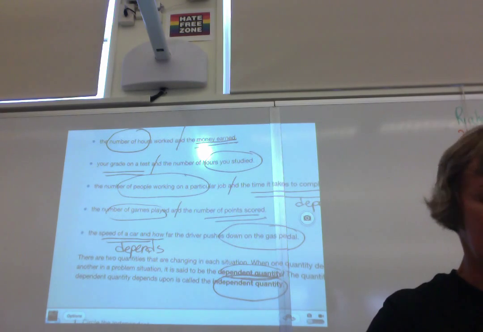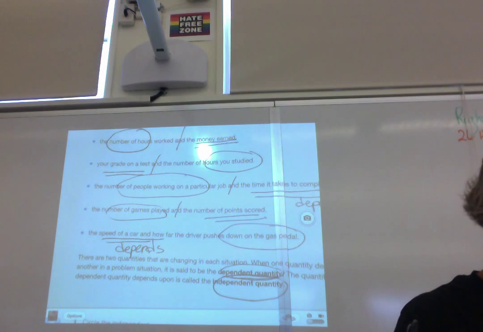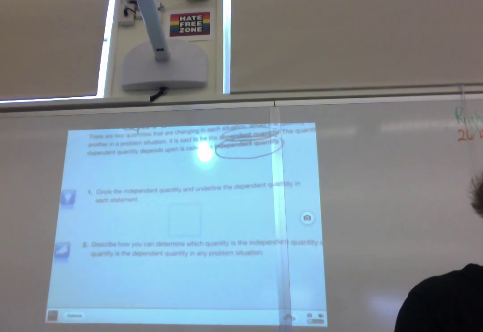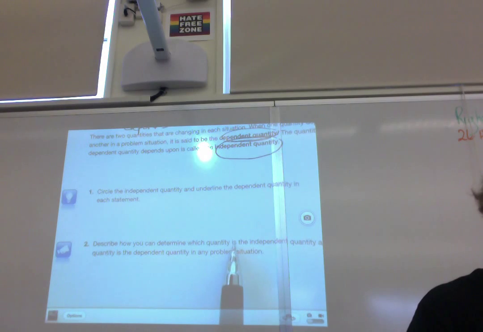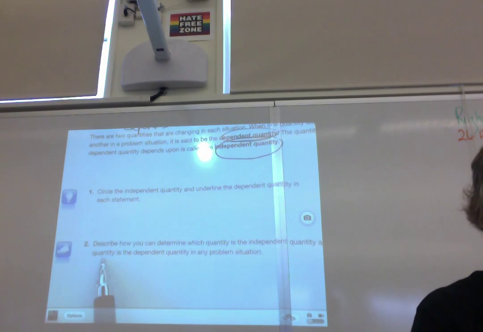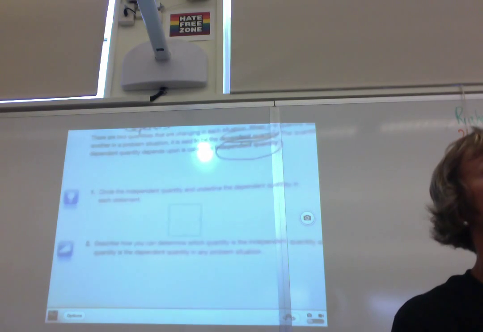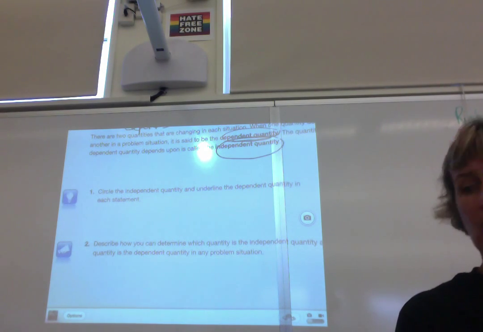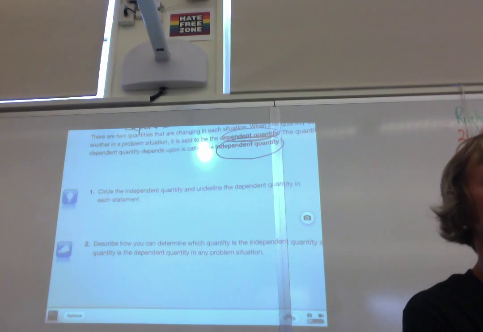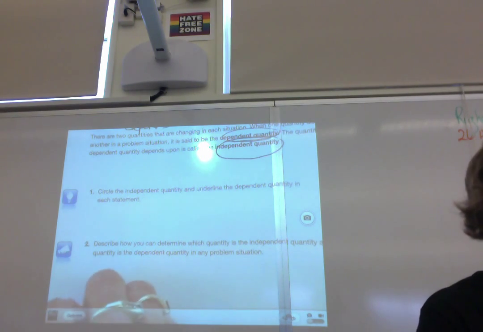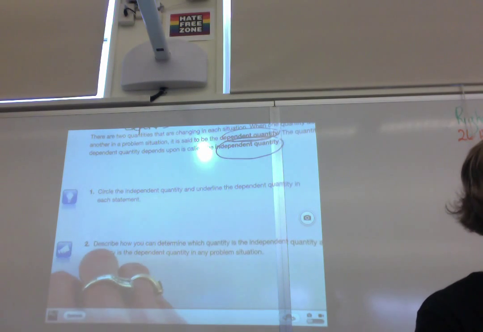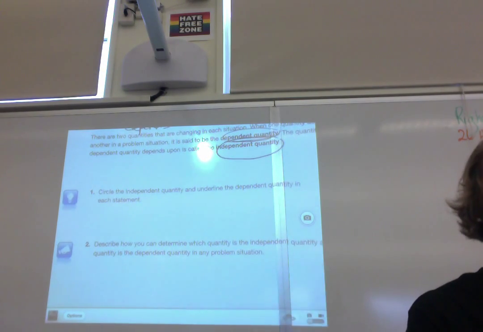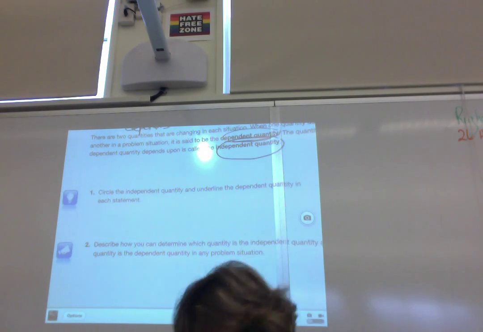All right, great. Okay, so now we're going to take this a little further. Let's see what it says, number 2. Describe how you can determine which quantity is the independent quantity and which one is the dependent quantity in any problem situation. How did you decide that? Right now, what I want you to do is you're going to take 1 minute at your table to talk, and then you're going to write something down. There's not a right or wrong answer here. Different people thought about it different ways, but it's putting our thoughts into words. So how did you decide which one depended on the other? 1 minute, ready, go.